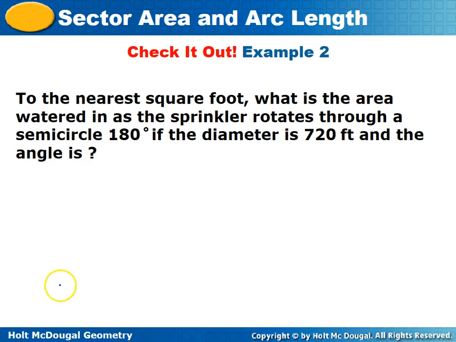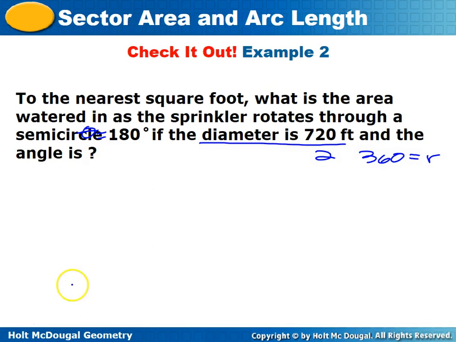So our next problem is to check it out. And you guys, if you got the notes, then this wasn't on the notes. So here it says to the nearest square foot, what is the area of the water in a sprinkler that rotates through a semicircle of 180 degrees and a diameter of 720. Here again, we need to look at what is our theta. So this is our theta right here. And then this is diameter. So we have to notice to get the radius, we have to divide that diameter by 2. So our radius is actually going to be 360.